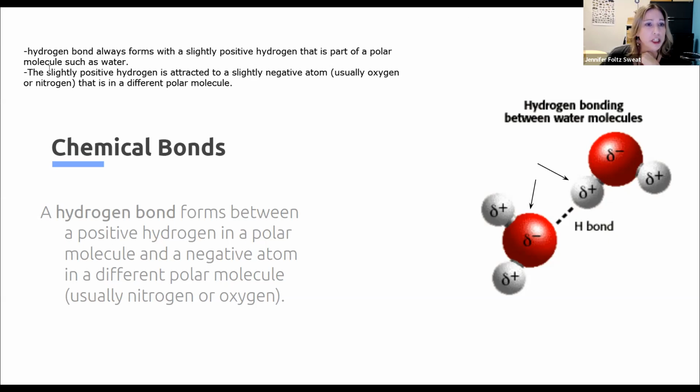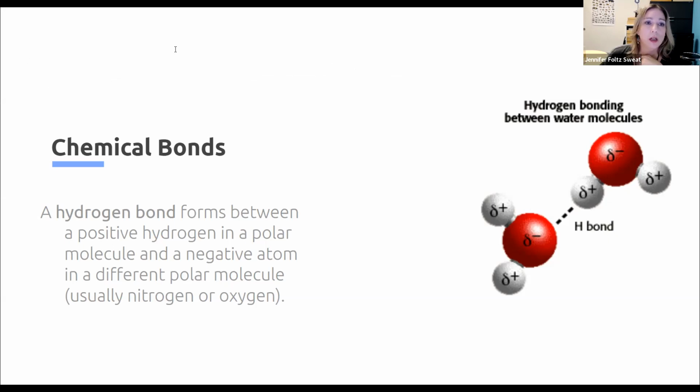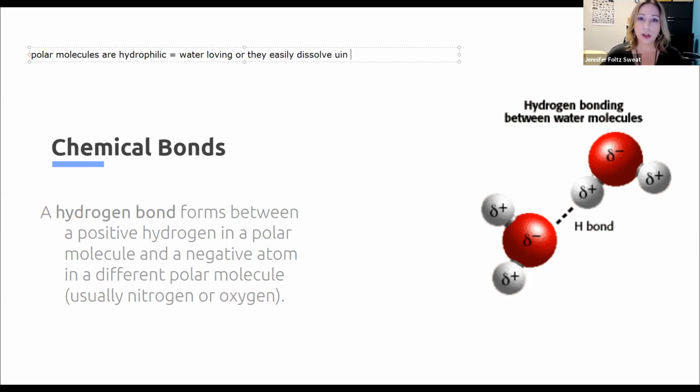The last information I am going to give you is about polar and nonpolar molecules, and this is taking a step back, but polar molecules are what we call hydrophilic. This means technically water-loving, or they easily dissolve in water. And we are going to talk about that more in the next lecture on the properties of water. But I'm going to introduce it here, and I want you to think about why this is.